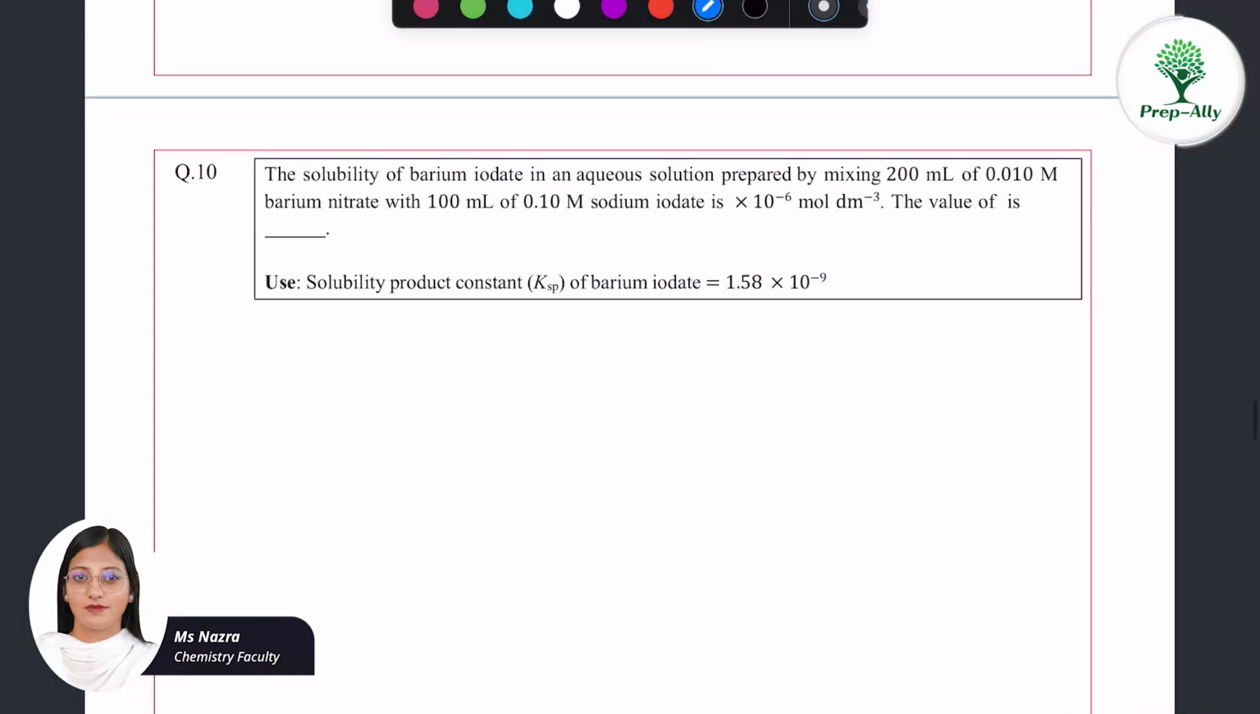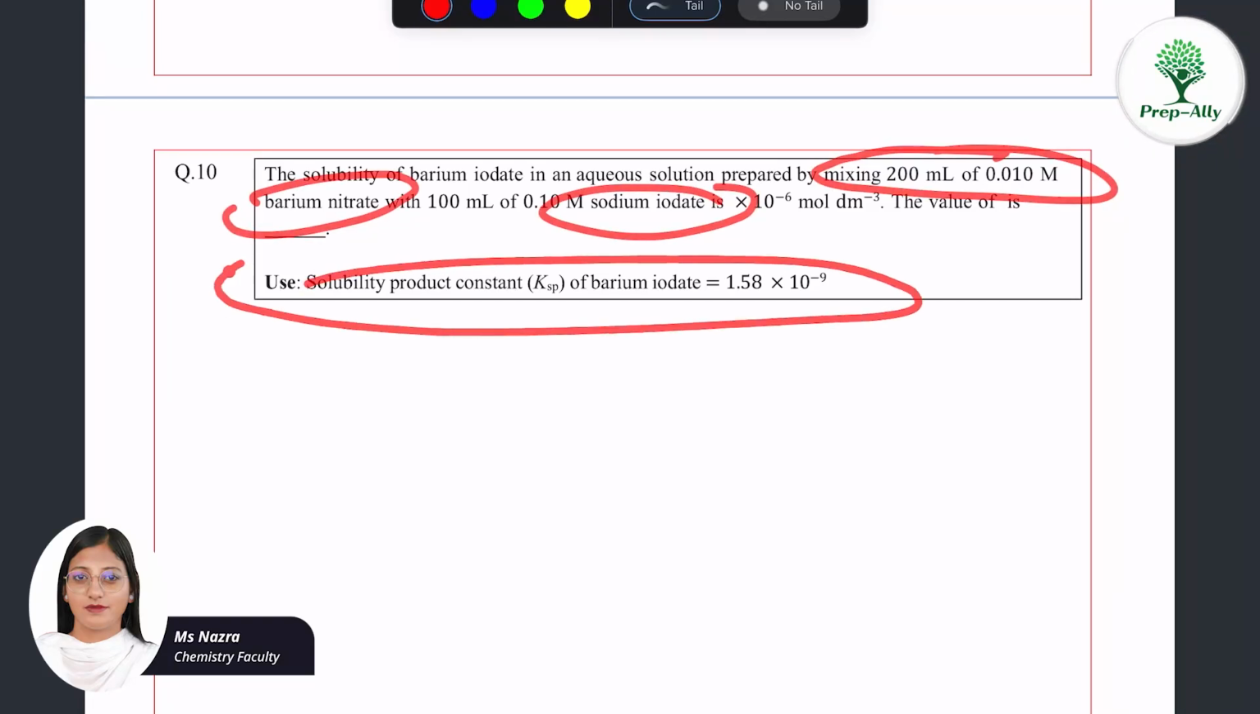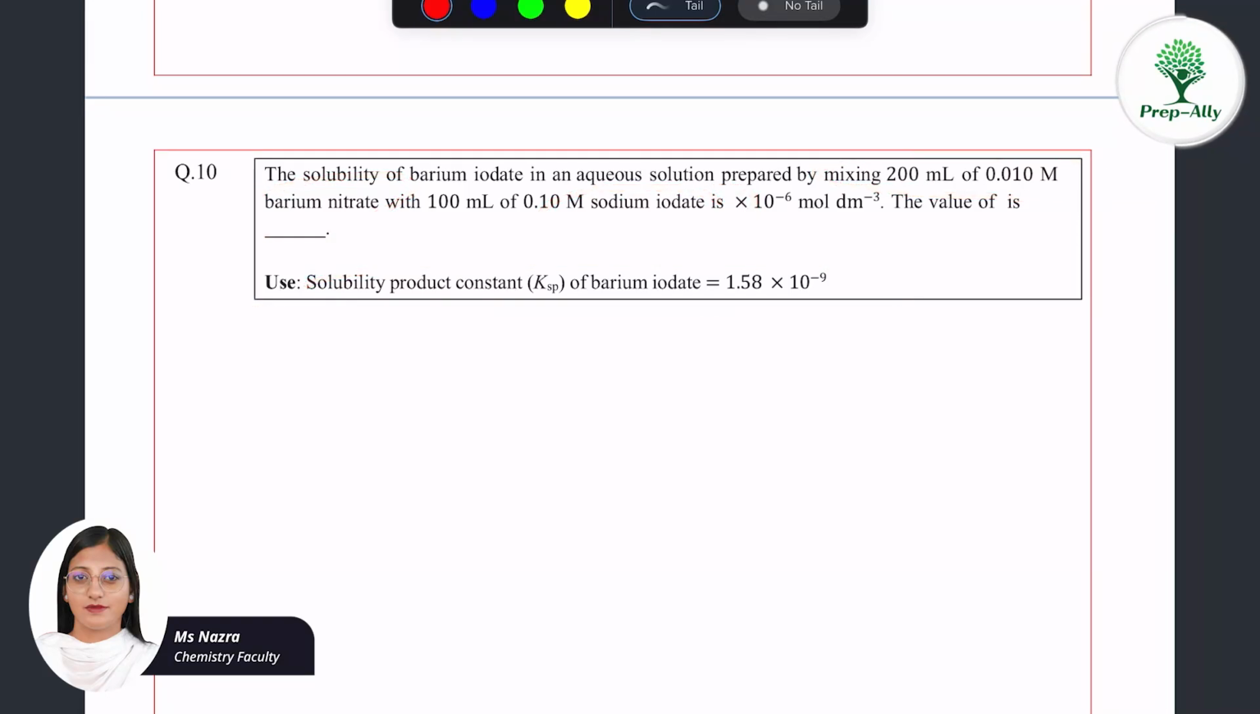Now see this question. The solubility of barium iodide in an aqueous solution is asked from us. How much is the solubility? And how are we preparing this? By mixing barium nitrate with sodium iodide. The solubility product of barium iodide is already given to us. It means it's a sparingly soluble salt having a Ksp of 1.58 into 10 to the power minus 9.